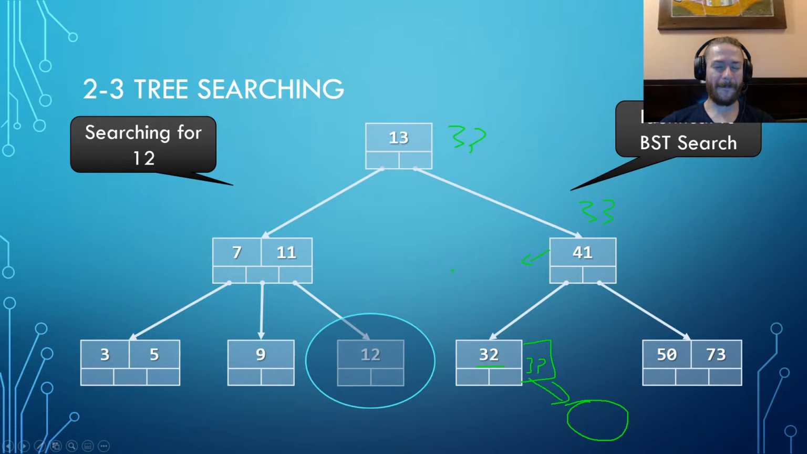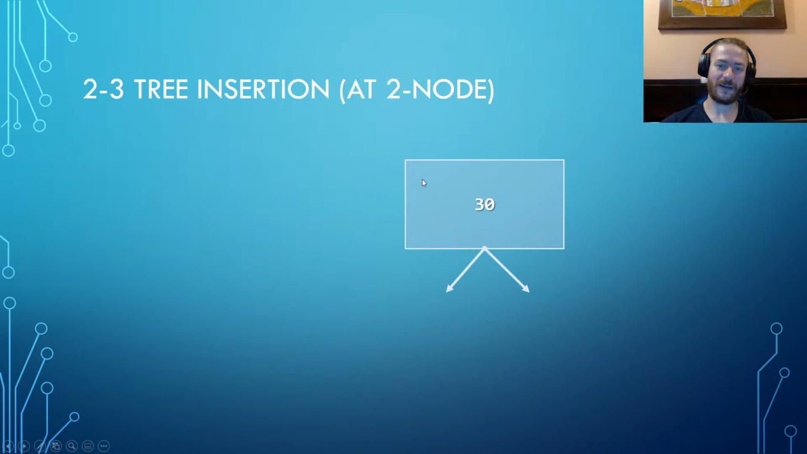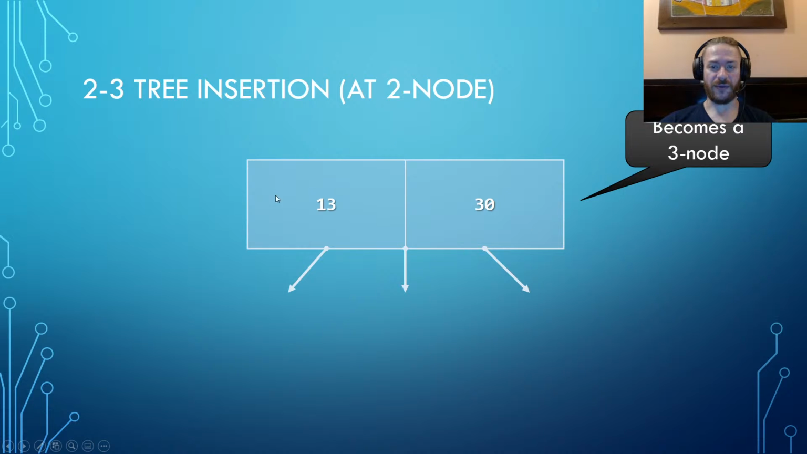So how come some of the values are still single and they have nodes? How to do it? We'll see in a minute. So we add it to the same node and it becomes a 3 node.